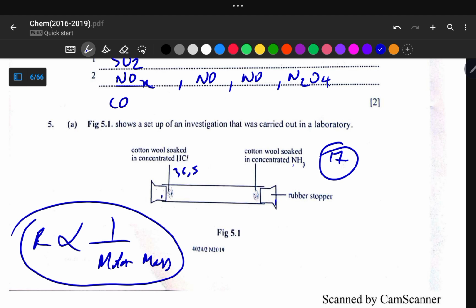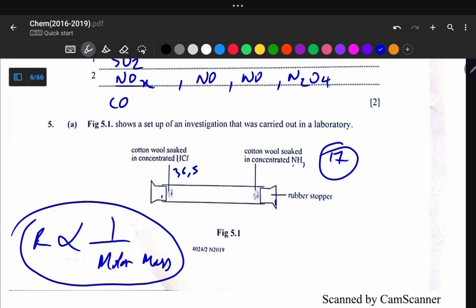meaning to say this ammonia diffuses faster than hydrogen chloride. So diffusion is defined as the movement of particles from the region of higher concentration to the region of lower concentration. So it is a passive transport system, right? So you should know diffusion inside out, right? So we want to plot or to highlight the point of reaction here. So when the two particles meet, or come into contact, that's where the reaction occurs.